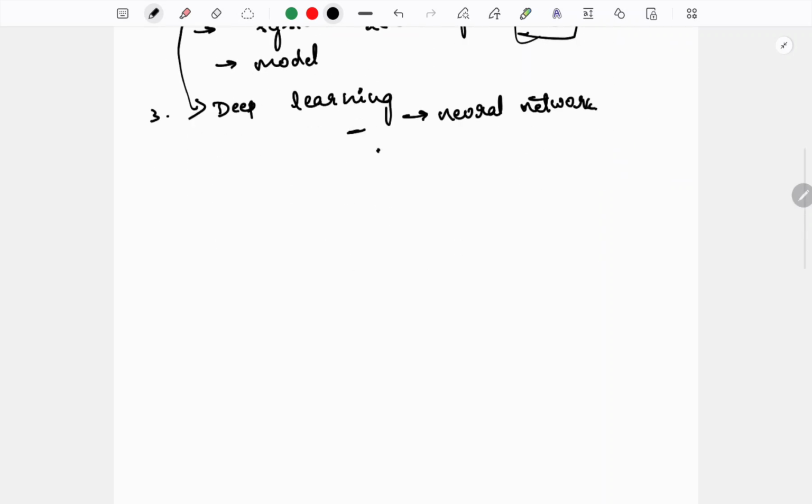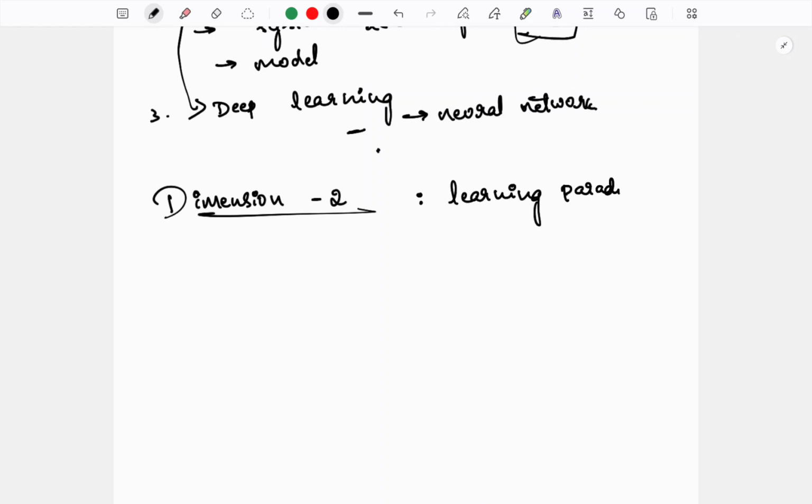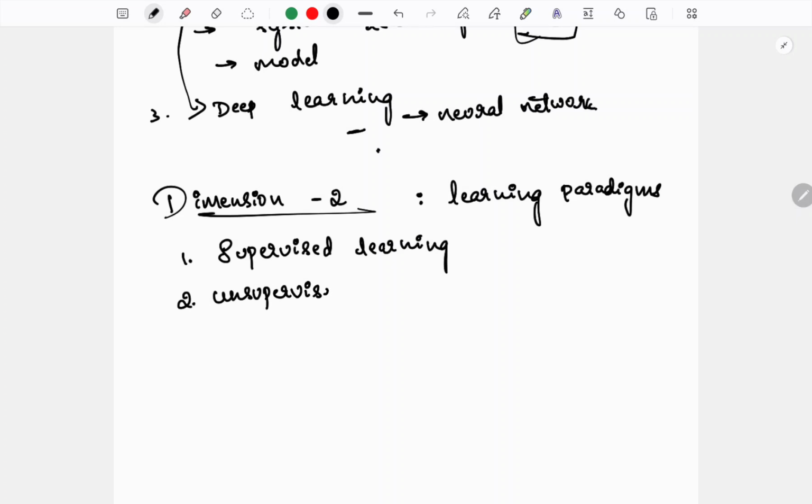Dimension 2 is about learning paradigms. What are learning paradigms? This is about how a machine is capable of learning. We have categorized into supervised learning, unsupervised learning, and reinforcement learning.